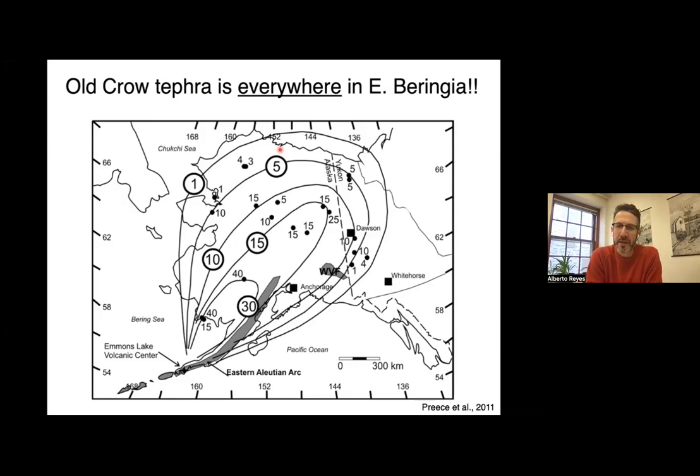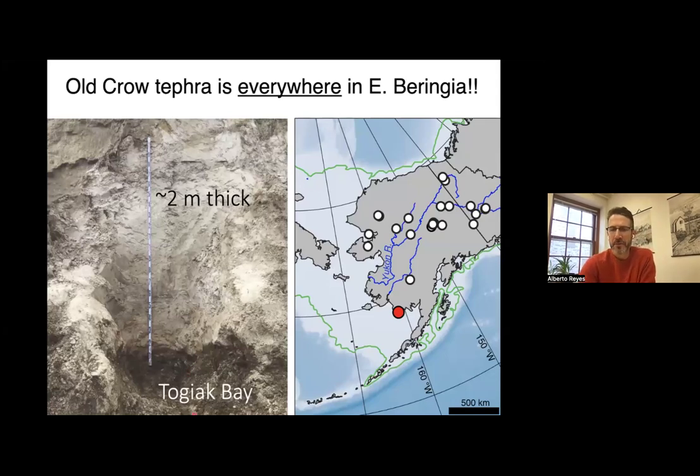And so all of these little dark splotches on the map are locales where Old Crow tephra has been discovered. This is an older map from Sherry Preece's big 2011 compilation about Old Crow tephra, with the fantasy isopach maps of thickness of the tephra as you move away from what I'll call the presumed volcanic source for this eruption. So yeah, big point here: this tephra is present everywhere, and this becomes really important as we move forward into the analysis that I'll present here.